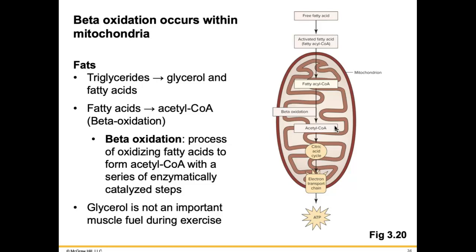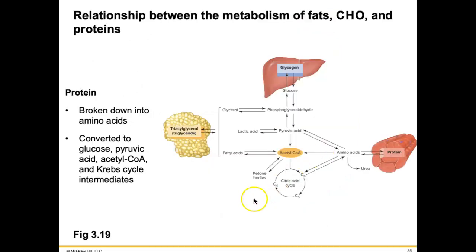So beta oxidation is that process of oxidizing fatty acids in order to form the acetyl-CoA. And it does this through a bunch of steps. We won't go through the details, but essentially the fatty acids are going to get chopped, forming 2 carbon fragments, forming acetyl-CoA, and we can then use it as fuel into the citric acid cycle. Now, what about protein? This image here is depicting for us protein and also the other macromolecules, let's say.